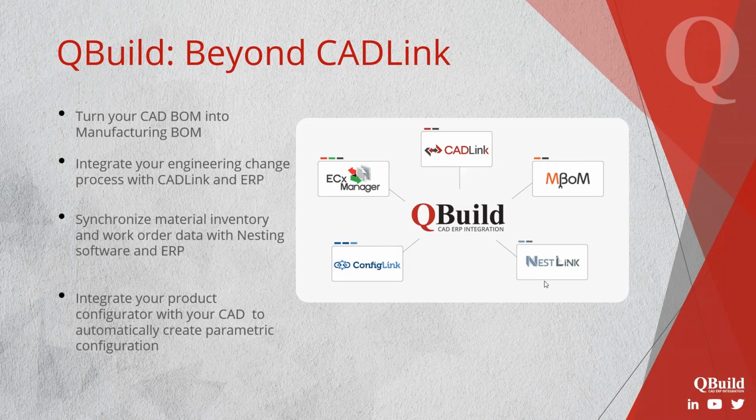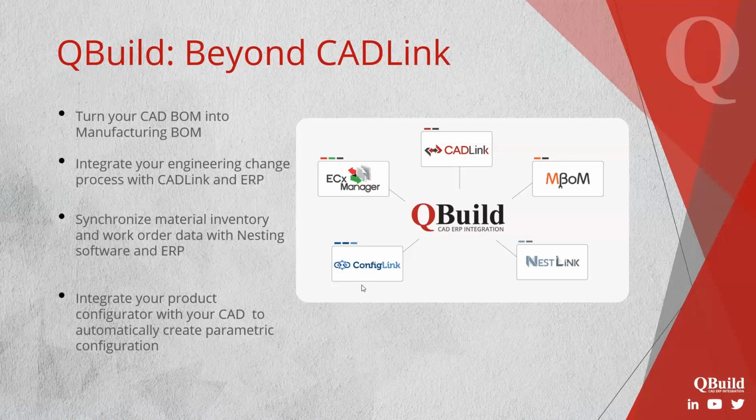On the bottom right, I have NestLink, which is a tool that synchronizes material inventory and work order data with the nesting software instead of the CAD software. It's the nesting software, so things like Sigma Nest, ProNest, right? Any of those nesting software, we integrate with that and the ERP.